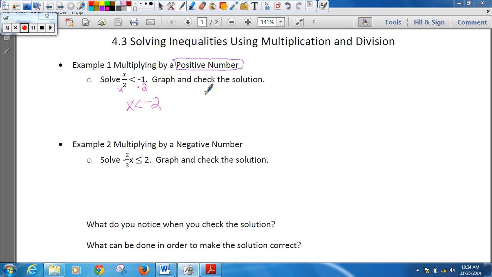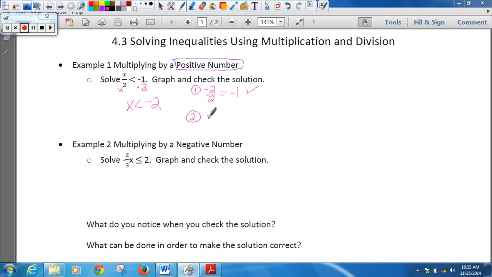So I'm going to always check my solution first before I graph it. So the first way, remember, is to change it to an equal sign. So is negative 2 divided by 2 equal to negative 1? Yes, it is.